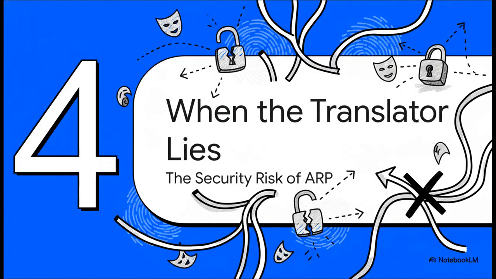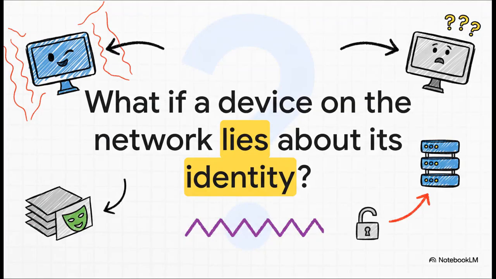So for all its brilliance and efficiency, ARP has one huge fundamental flaw. It was built in a time when networks were smaller and more trusted. It was designed to just assume that every device is telling the truth. And in today's world, assuming trust is, well, a very dangerous thing. The whole system we've just laid out hinges on one simple idea, that devices are honest about who they are. So what happens when one of them decides to lie?